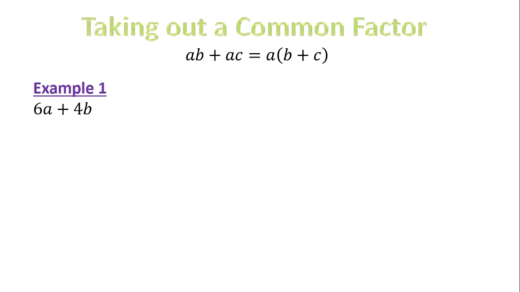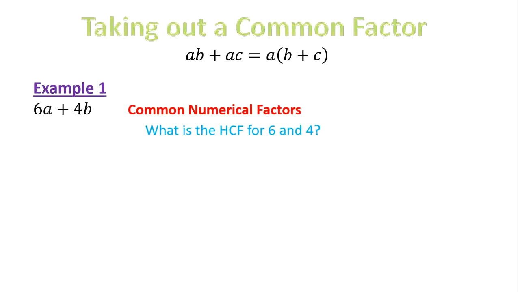6A plus 4B. Now for this process we'll break it into two parts. When you're doing it and you're good at it, you don't need to break it into two parts, but we're going to break it into our numbers and our letters, or our coefficients and our variables. So my common numerical factors. How do I work that out? Well, let's have a look. I ask the question, what is the highest common factor for 6 and 4? Hopefully you can see that it's 2, and so I can start off taking out a 2.